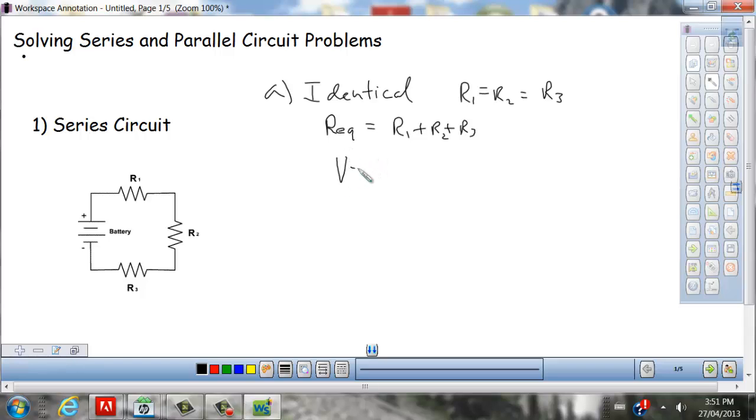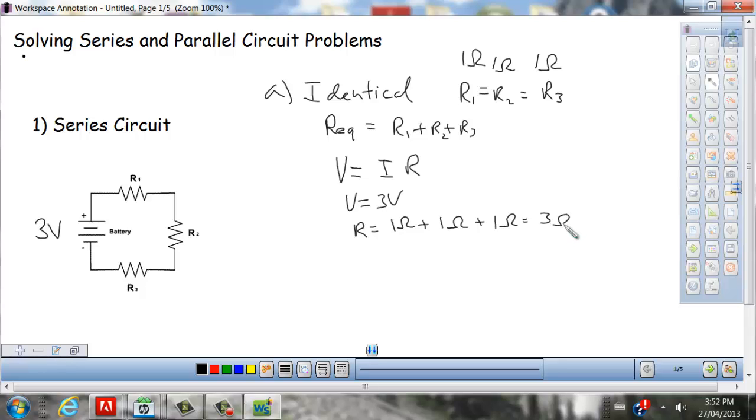So if we use Ohm's law, V equals I times R. If in our example we have, say, a 3-volt battery, which is a pretty standard battery, and our resistance is, say, 1 ohm per load, then V is equal to 3 volts, R is equal to 3 ohms.